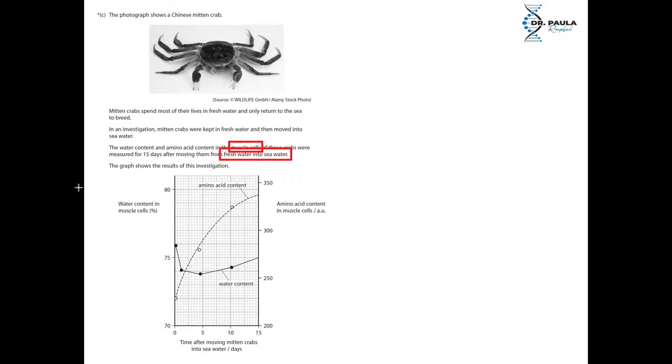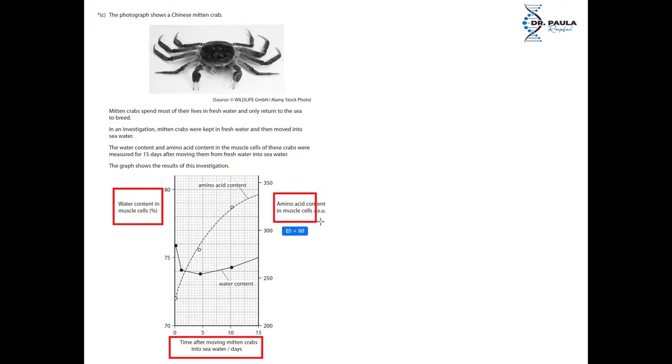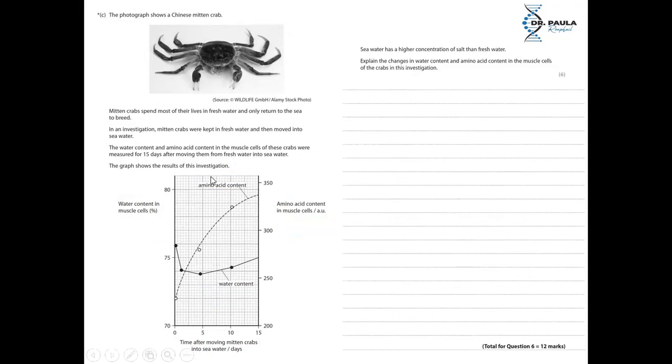The graph shows the results of this investigation. For sure, this is the independent variable on the x-axis, the time after moving mitten crabs into seawater in days. And you can see they are measuring 2 dependent variables, the water content in muscle cells and the amino acid content in muscle cells. And I have to read quite well the key written on the graph to know which line belongs to which y-axis. Perfect. Let's see the question itself.